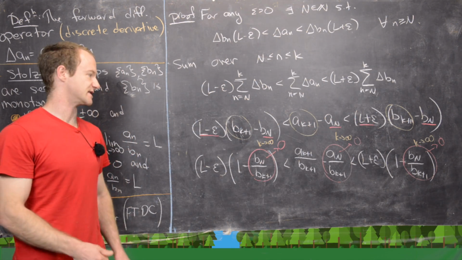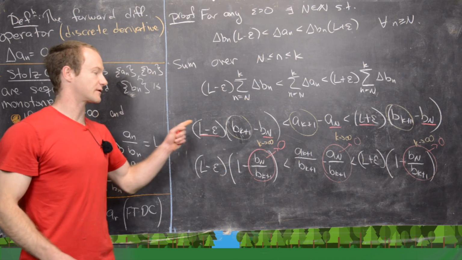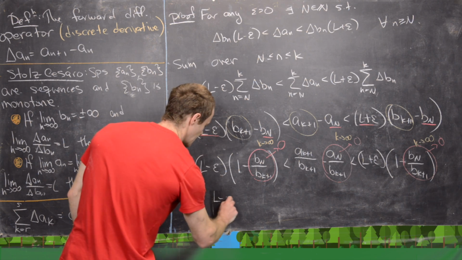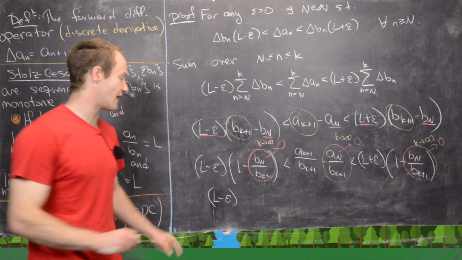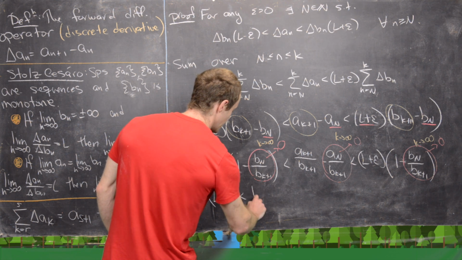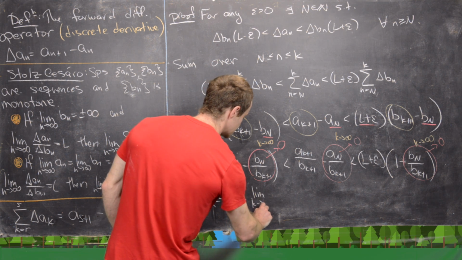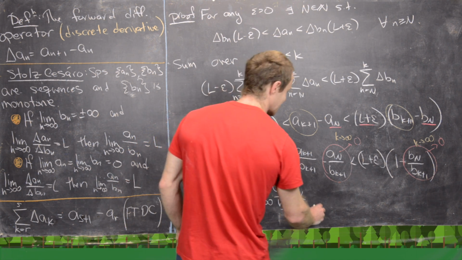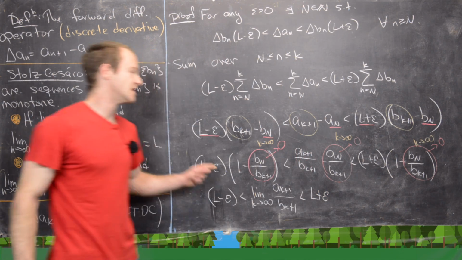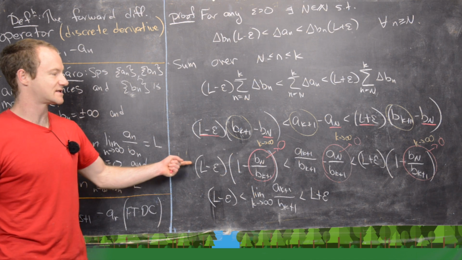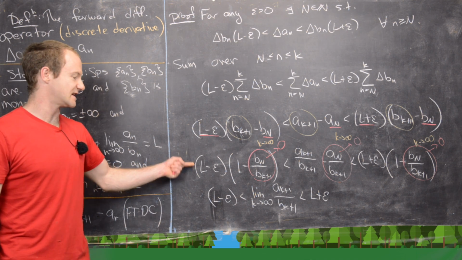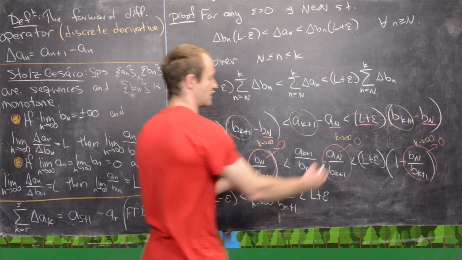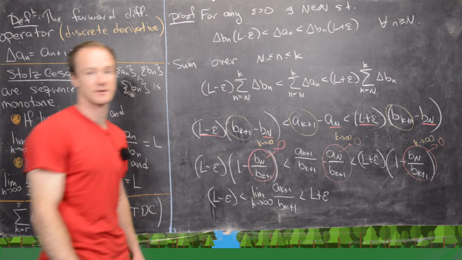For all of the same reasons. So notice we have some sort of squeeze theorem thing happening. Notice we have an L minus epsilon over here on the left-hand side, which is less than the limit as k goes to infinity of a_{k+1} over b_{k+1}, which is less than L plus epsilon. So just to reiterate, we've, in a sense, applied the squeeze theorem to this inequality in order to get this. We've taken the limit of the first portion of the inequality, the middle portion, and the second portion.